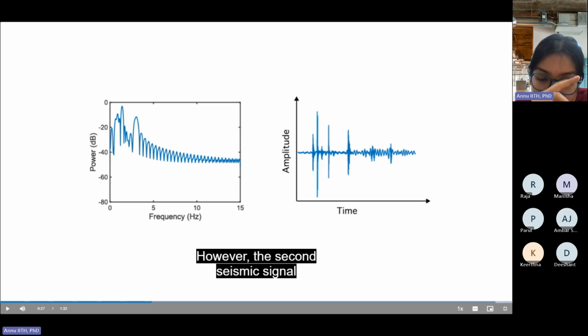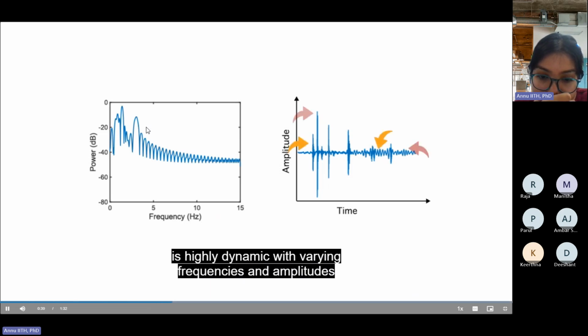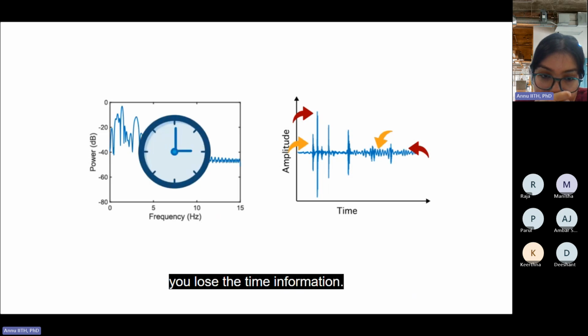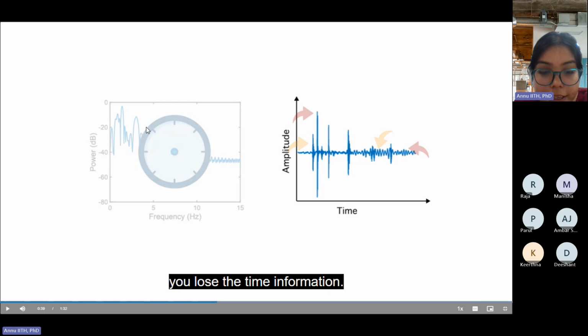And we already saw this power spectral density in the previous classes, so I'm just ignoring that. The second seismic signal is highly dynamic, with varying frequencies and amplitudes over time. So with simple power spectrum analysis, you lose the time information. How are you losing the time information? Because it is not at all covering the time perspective of that signal. Here, the amplitude is varying with respect to time, but with the power spectrum analysis, you can only see the center frequency and the analysis of the power with respect to frequency.